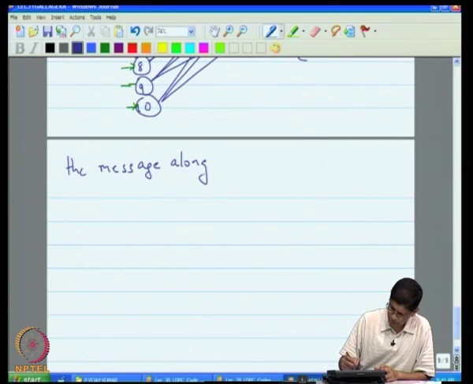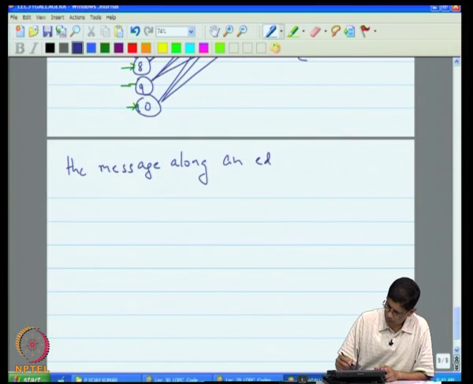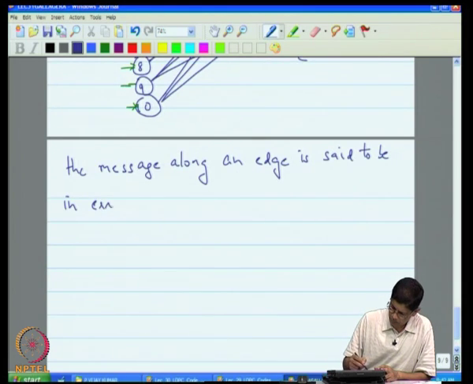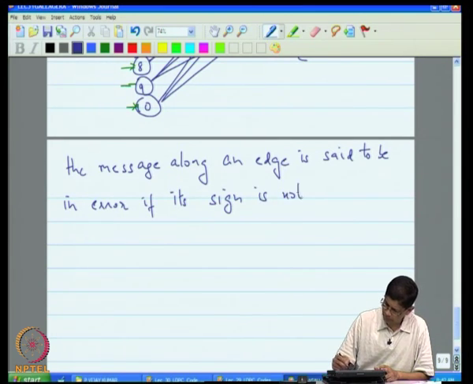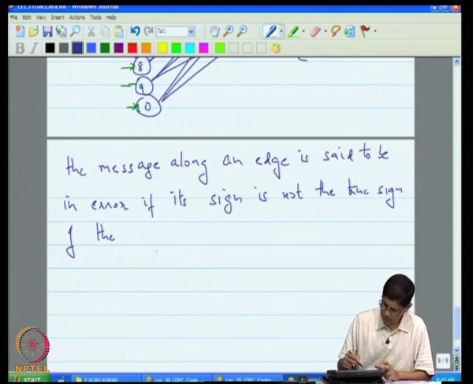So the message along an edge is said to be an error if its sign is not the true sign of the associated code symbol.